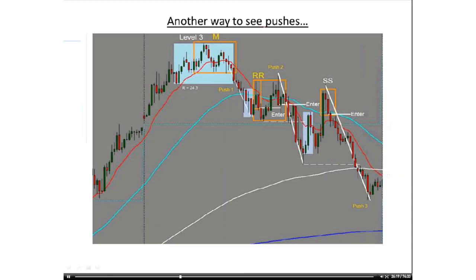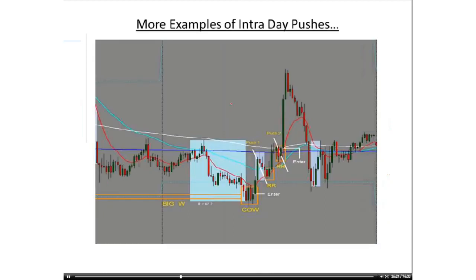Okay, so I call this another way to see the pushes. Okay, more examples of intraday pushes. You see the blue tracers, the big fat W. They threw a quarter wood. That's my anchor, my multi-day anchor. Okay, it came above. So once it finishes the anchor, it came above, it pulled back, it did railroad tracks.